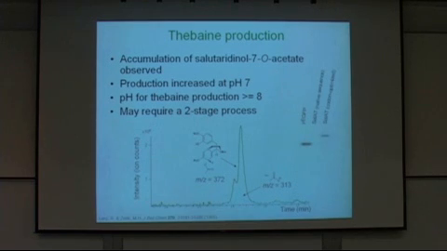But we were able to play with the pH a little bit, and we do see increased production at pH 7, and we can't really push the yeast beyond that, both because of growth limitations and because we lose the activity of our previous enzymes. So right now we're working to develop a two-stage process, which may require growth and expression of SAL-AT and then increasing the pH so that we can actually get better conversion to thebaine. Right now we do produce detectable levels of the precursor salutaridinol 7-O-acetate, but it's still a little less than 10 mg per liter. So we definitely want to improve on that.